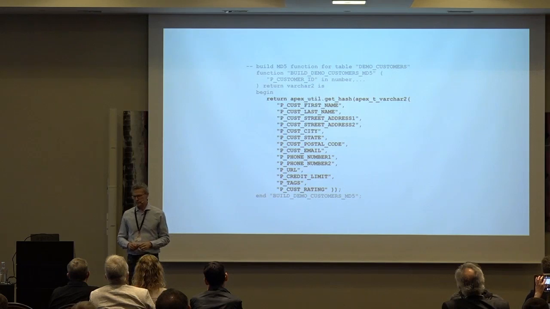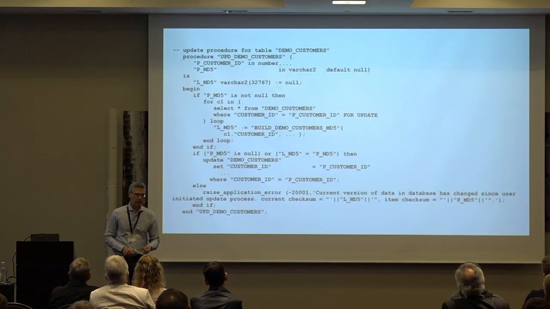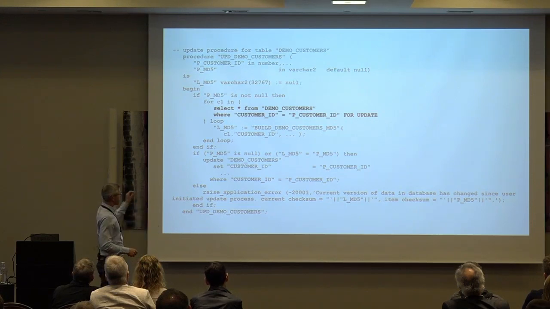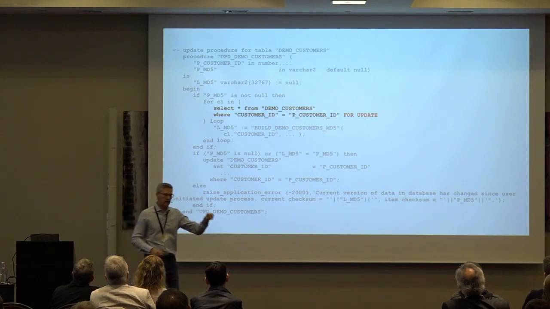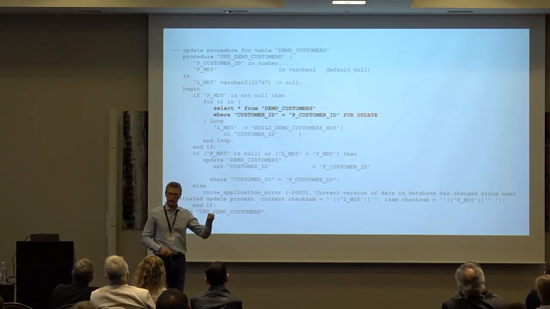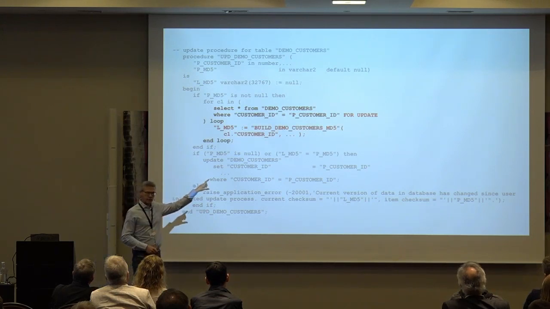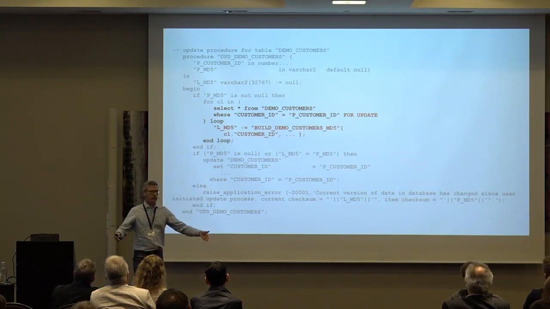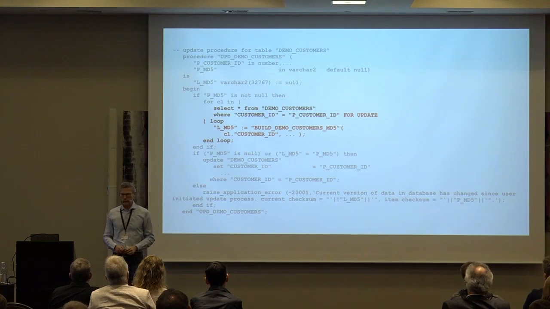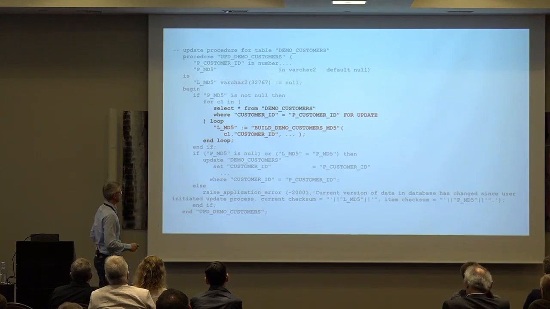Easy enough. So how does the processing of the update go? There's also a procedure in there that does the update. Just to focus on the important bits, the first thing it does is a select for update. It will actually lock the row that you are going to change. So after you lock the row, an MD5 hash is built, a newly generated one from all the values in the database. Yeah?